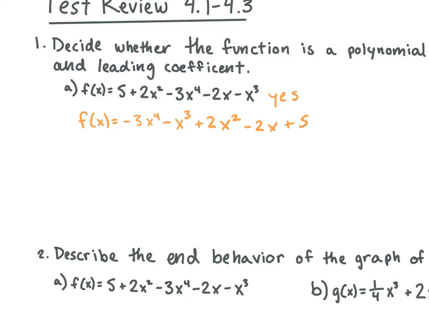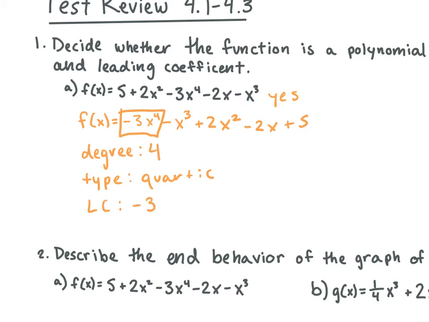So now for degree, type, and leading coefficient, all we do is look at our first term. So what is the degree of our first term? 4. What is the type when it has a degree of 4? Even. Quartic. And then what's our leading coefficient? Negative 3. Thanks, Sandeep. Negative 3. Any questions on these?